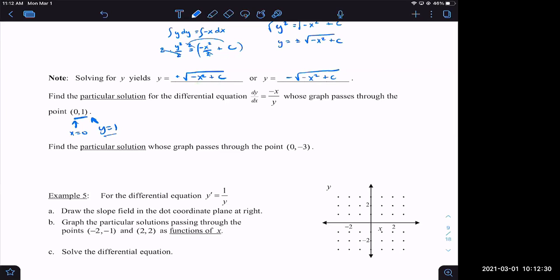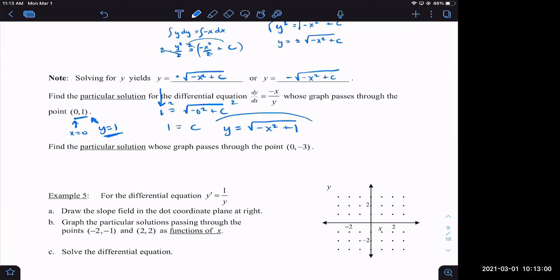Good, because y is positive. If y is positive, we have to go with the one with the plus sign in front because the square root is always positive. So I know I'm going to use that equation. In place of y, I'm plugging in 1. In place of x, we're plugging in 0. And then we can solve for c. I can square both sides, and I get 1 equals c. So we get that the constant is 1. So our particular solution is y equals the square root of negative x squared plus 1.